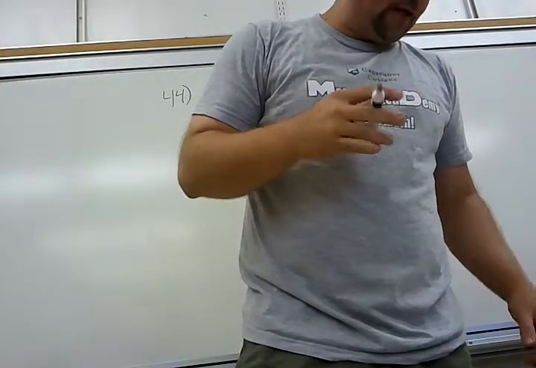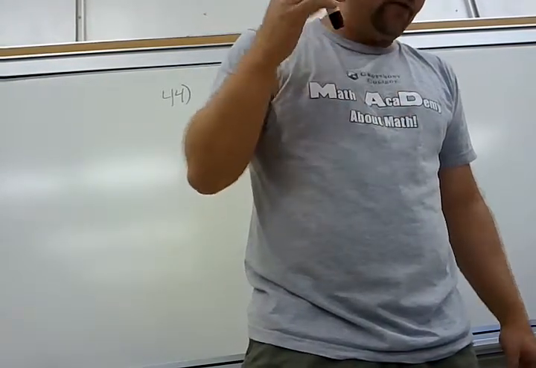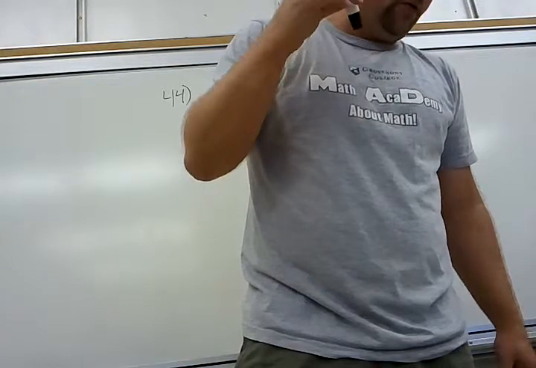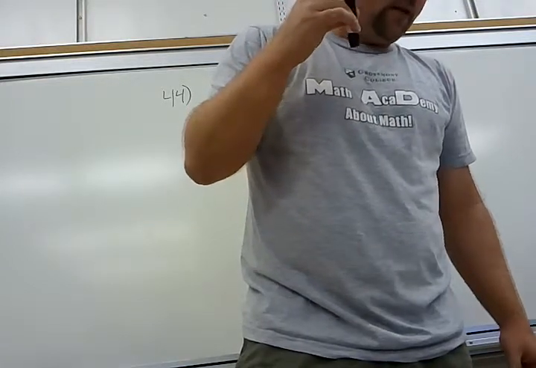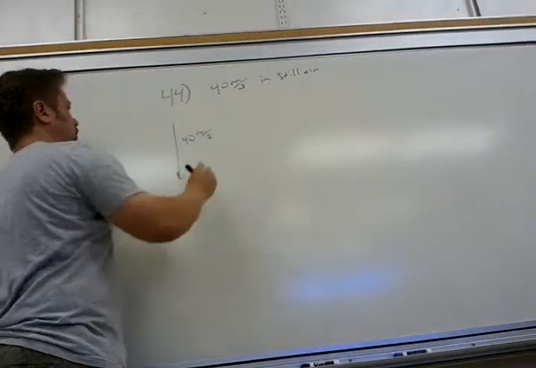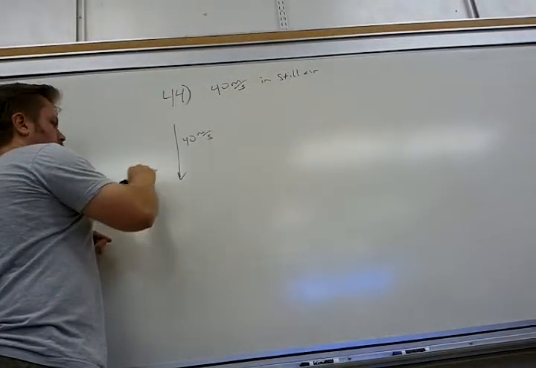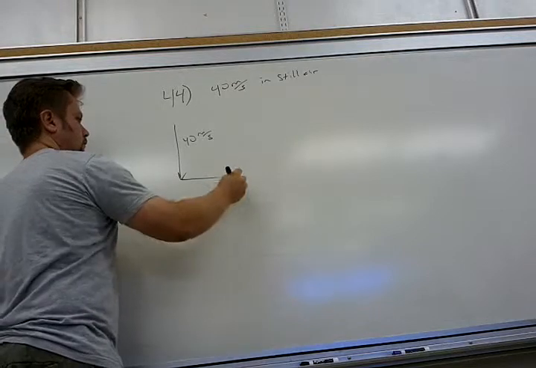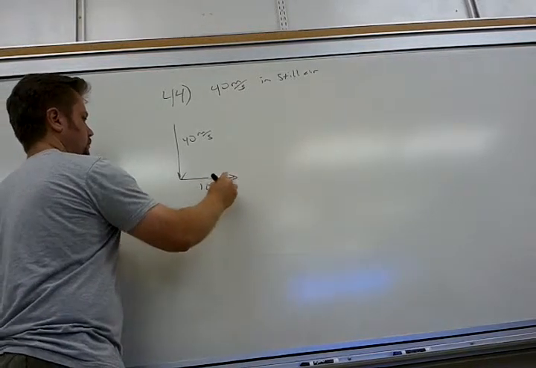Find the direction and magnitude of its terminal velocity relative to the ground if it falls in a steady wind blowing horizontally from west to east. All right, so it's dropping down at 40 meters per second. We have a wind blowing from west to east at 10 meters per second.